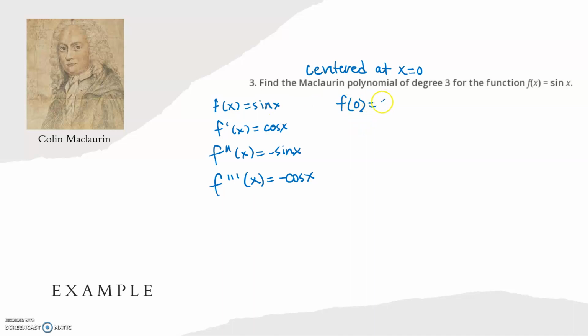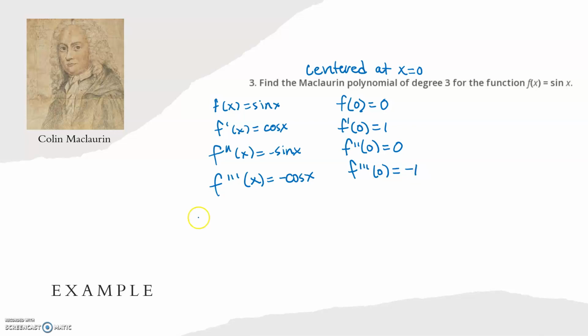Sine of 0 would be 0. Cosine of 0 would be 1. Sine of 0 would be 0. And negative cosine of 0 would be negative 1.